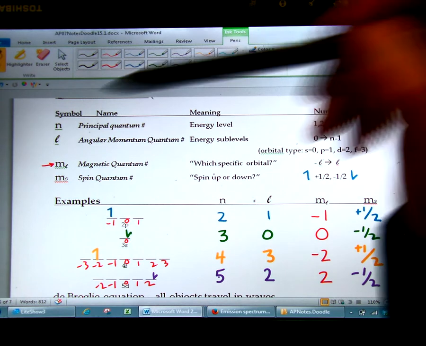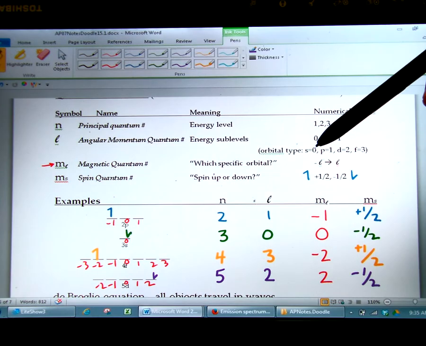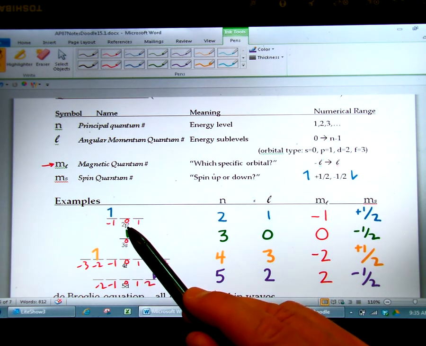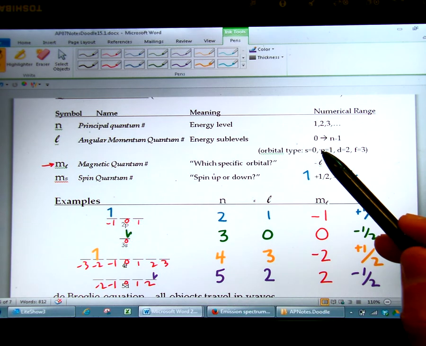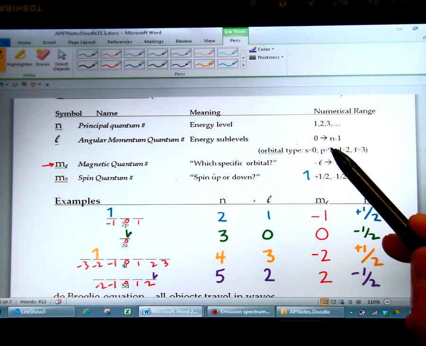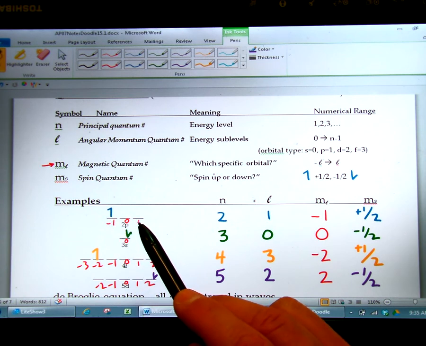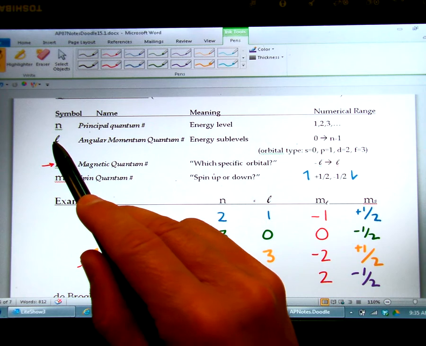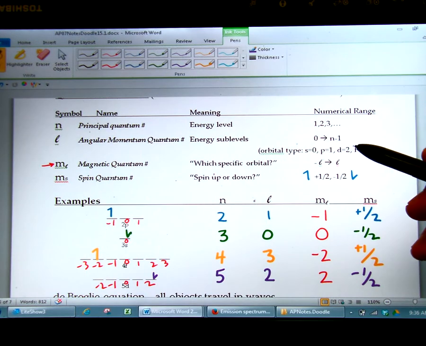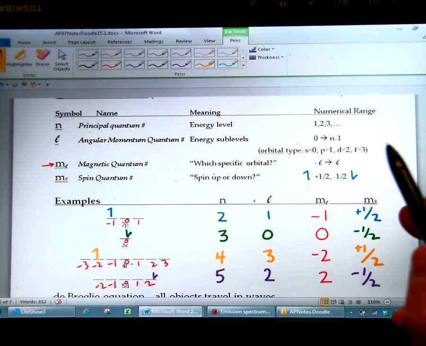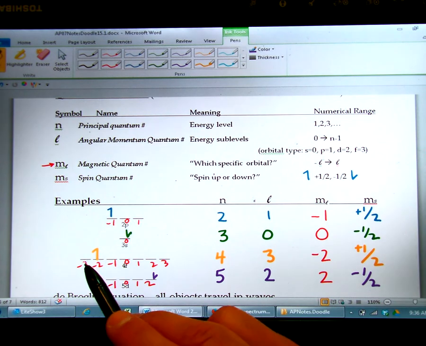All right, now let's go to the M sub L. You'll notice that for an S orbital, which only has one orbital, the M sub L is only 0. But for a p orbital up here, the L value is 1, and then this goes from -1 to +1, which is -L to +L. And let's look at the D orbitals. The L value is 2, and if you look at the Ds, the M sub L goes from -2 to 2. And lastly, the F orbital has an L of 3, and it goes from -3 to +3.